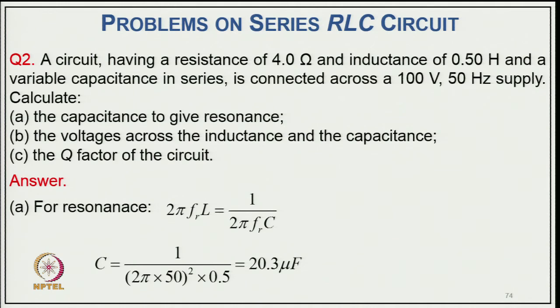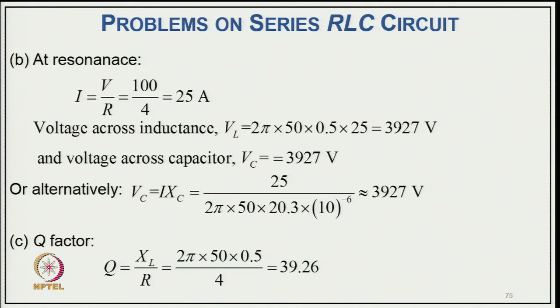Now, coming to question 2 on series RLC circuit: a circuit having a resistance of 4 ohm and an inductance of 0.5 Henry and variable capacitance in series is connected across a 100 volt 50 hertz supply. Calculate the capacitance to give resonance, the voltage across the inductor and capacitor, and the quality factor of the circuit. So, for resonance 2 pi F L equal to 1 upon 2 pi F C. So, C comes by putting the value 1 upon 2 pi into 50 square into 0.5, that comes 20.3 microfarad, and at resonance I equal to V upon R.